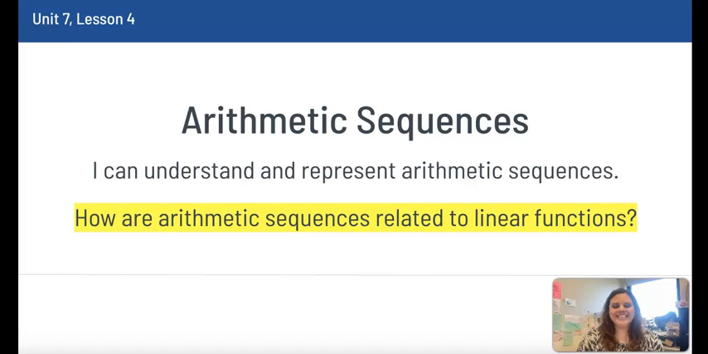Hey y'all, in this lesson we are looking at arithmetic sequences. We want to be able to say, I can understand and represent arithmetic sequences. Our essential question, highlighted in yellow, is, how are arithmetic sequences related to linear functions?